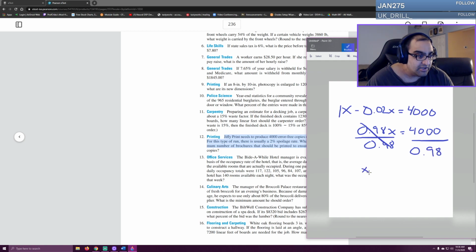And so here we get x is equal to, and if you actually do this on the calculator, you will get, of course, a decimal answer. Here you actually get 4,081.63. So in fact, approximately, if you round up here, you get 4,082.